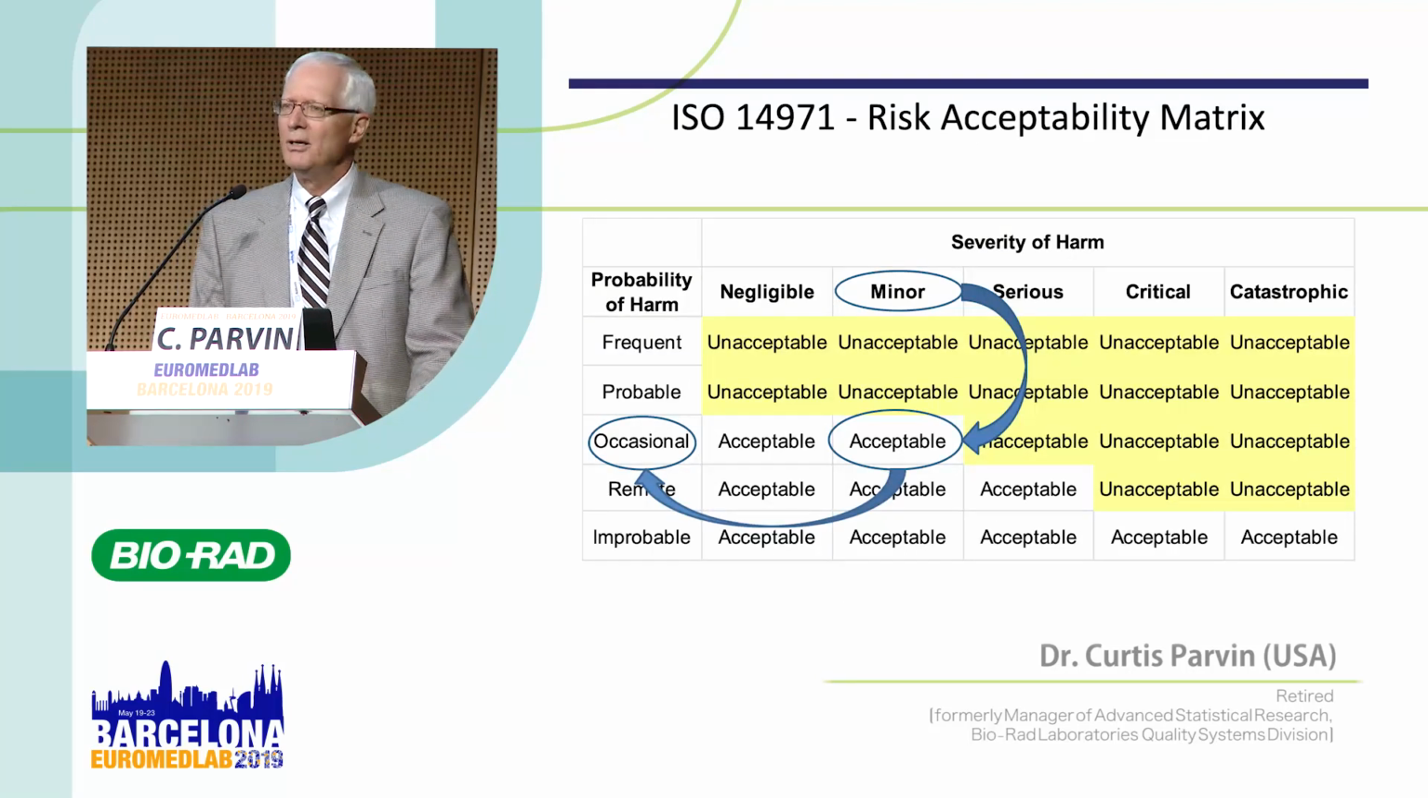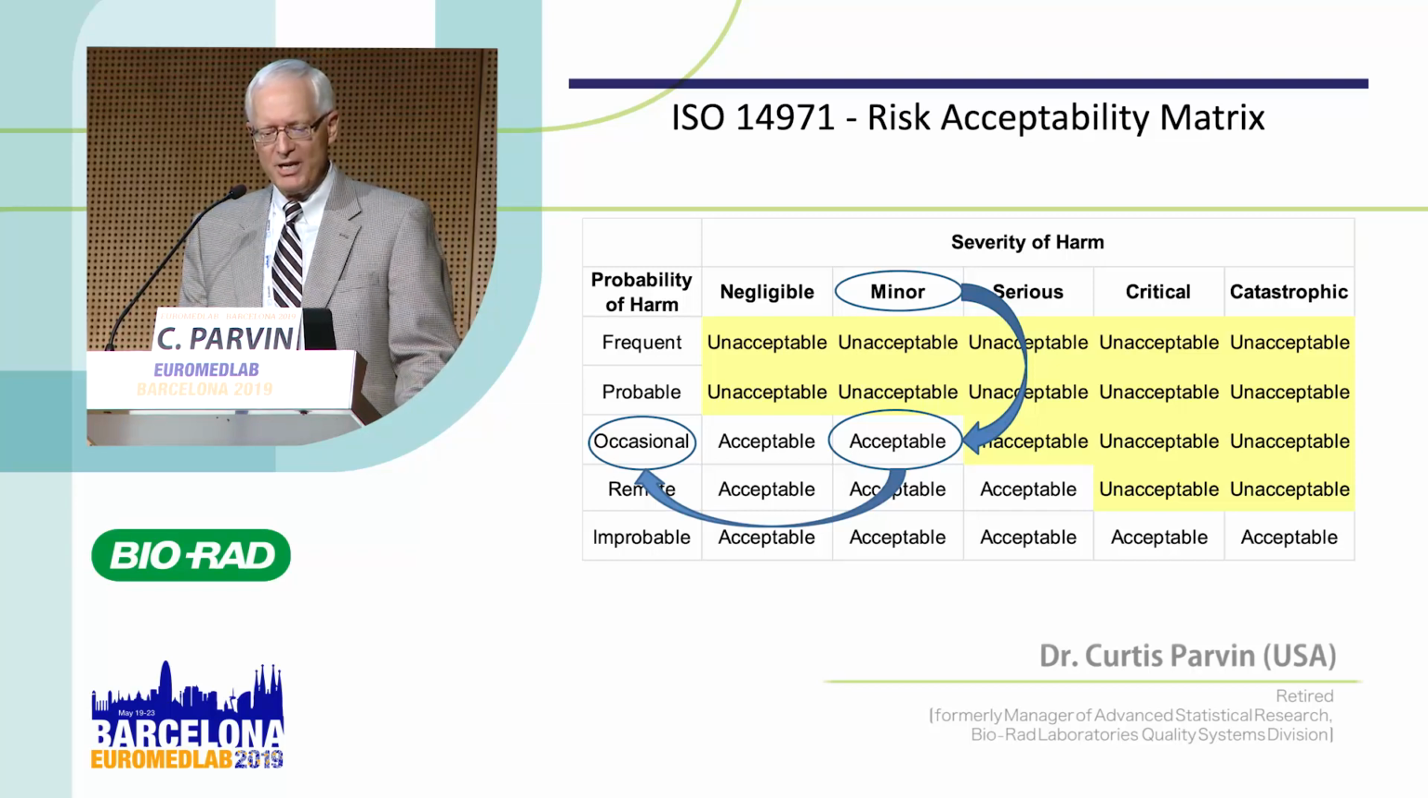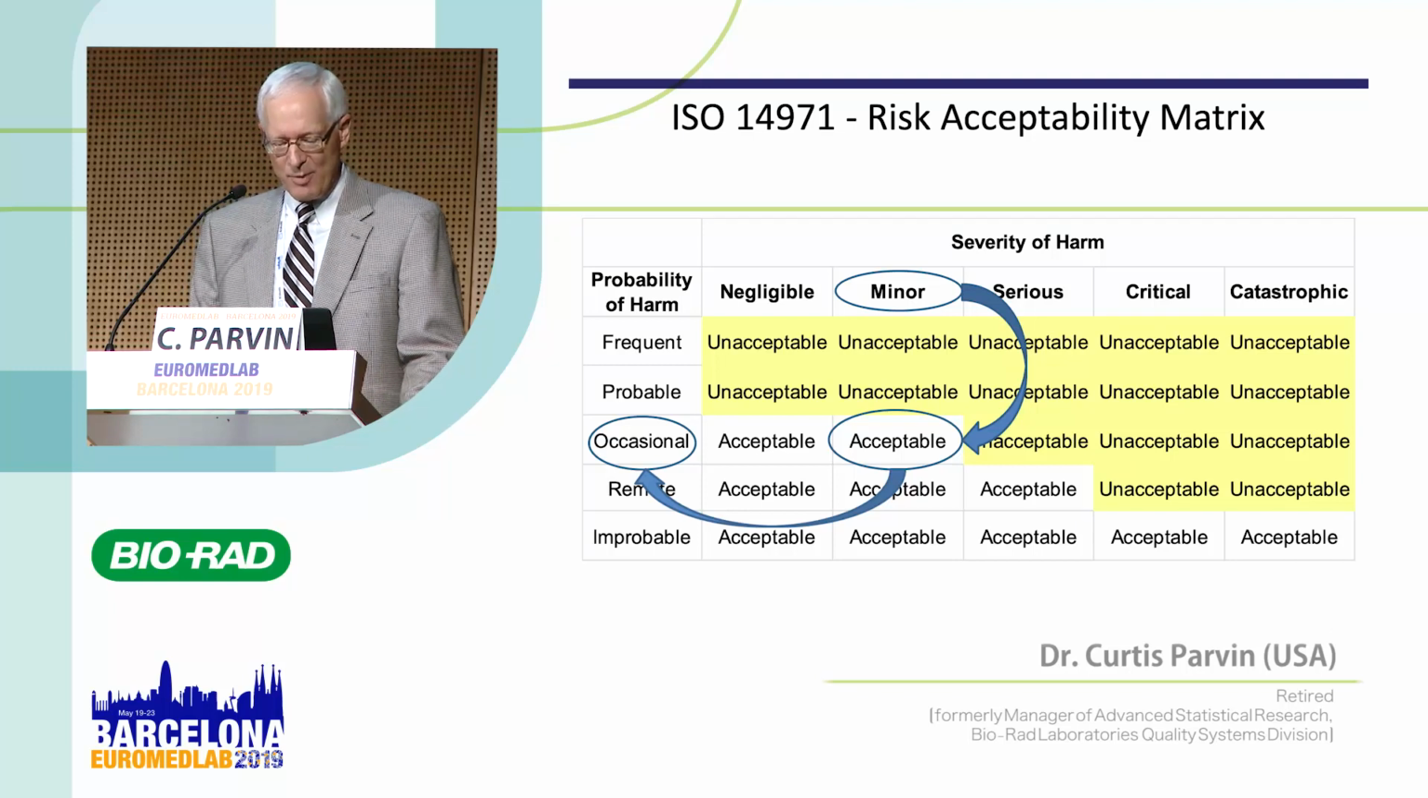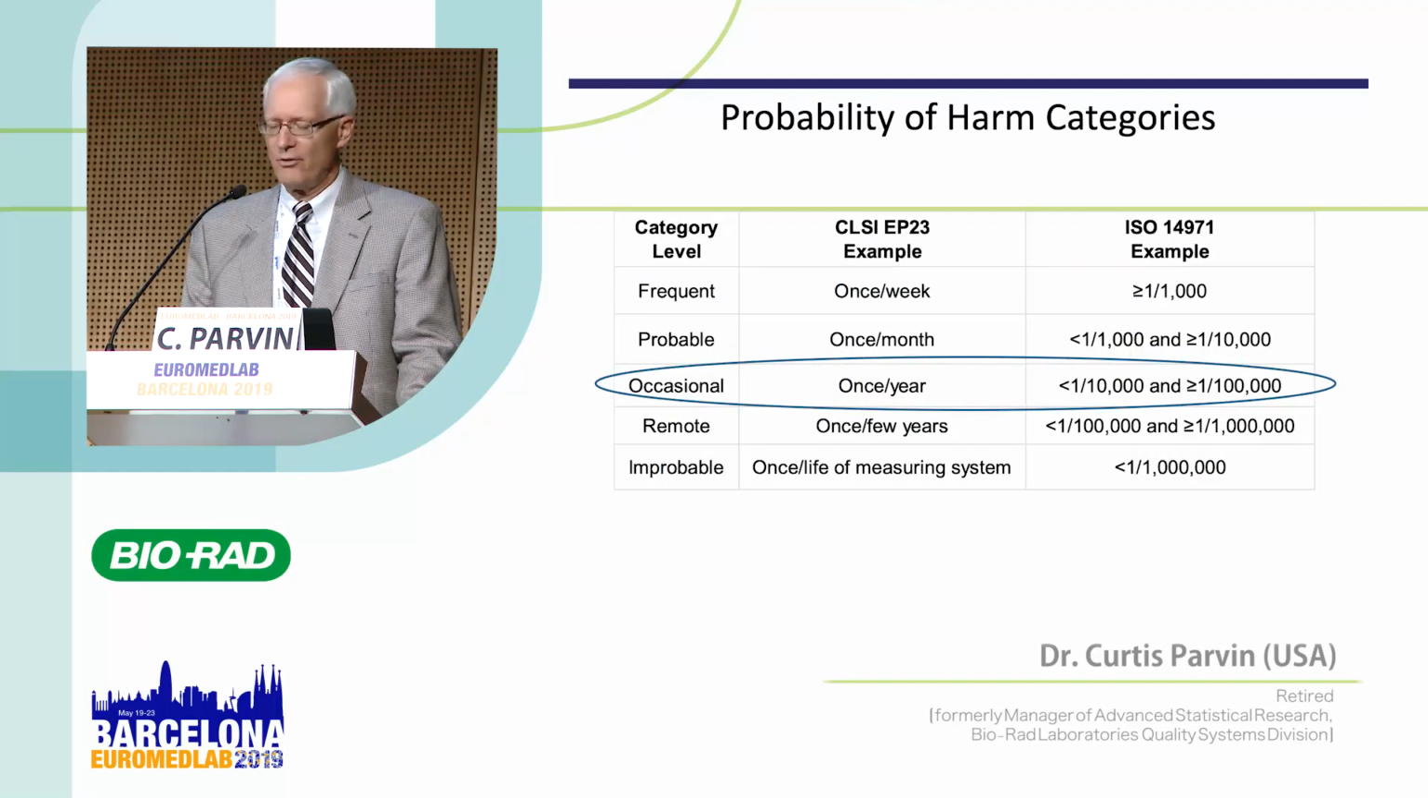So a minor severity means, if we use the ISO 14971 risk acceptability matrix, that the probability of harm can be no greater than occasional. And if we look at the definition of occasional for ISO 14971, it means that we have to have less than 1 harmed patient per 10,000 test results.